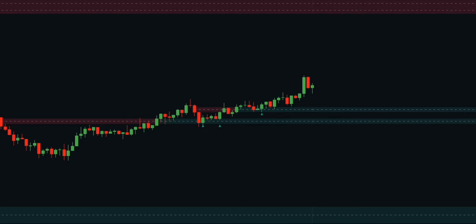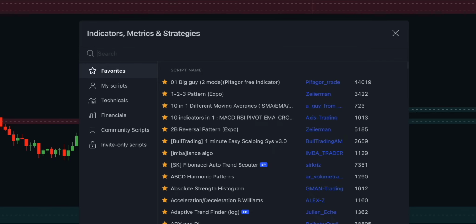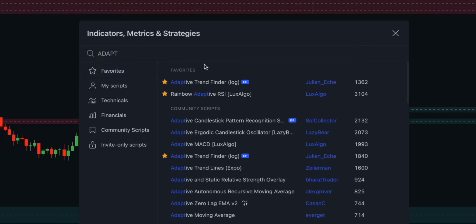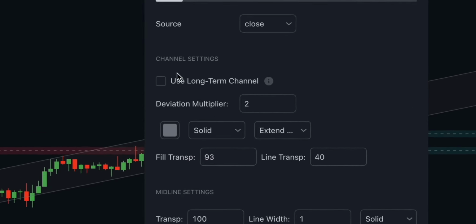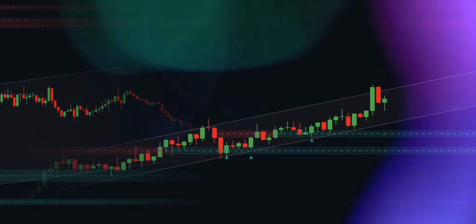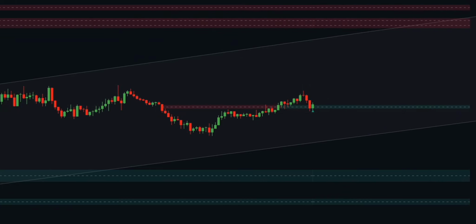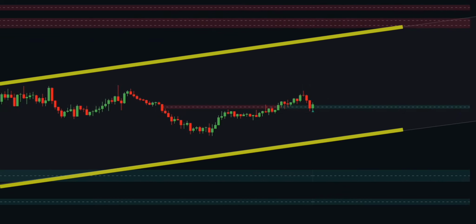Here's an example of how I would use it in my strategy. First, I would install the Adaptive Trend Finder by Julian Esch as a second confirmation indicator. For better results, I would set the long-term channel. For a buy trade, I use the following rules. First, the market is in the uptrend. The uptrend is confirmed by the Trend Finder channel pointing upwards. As a result, the price is making higher highs and higher lows.